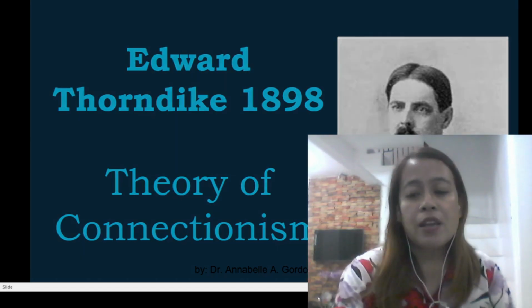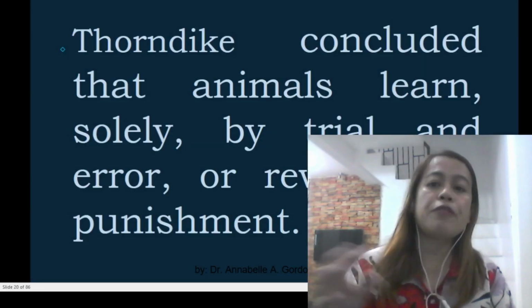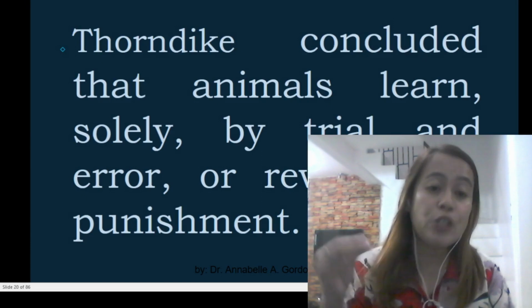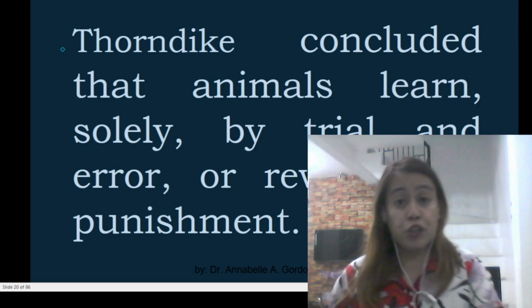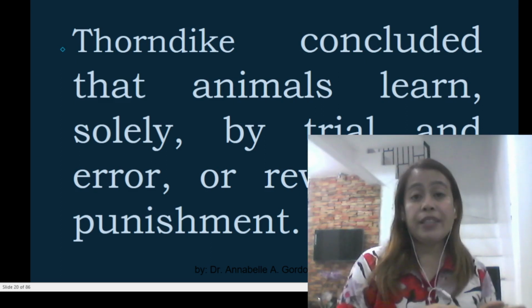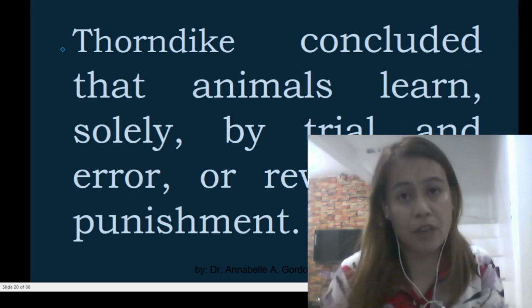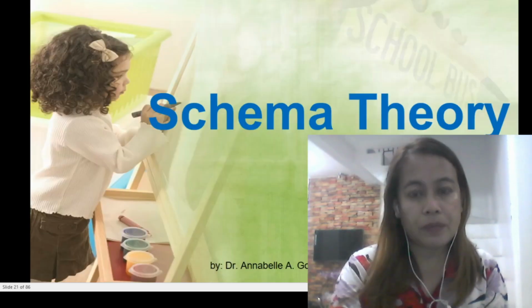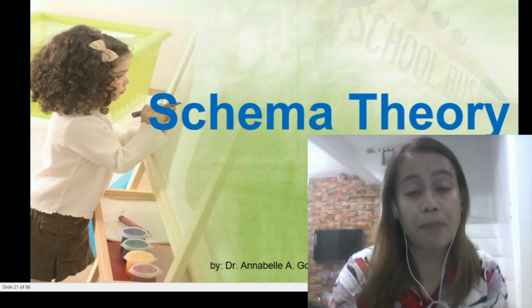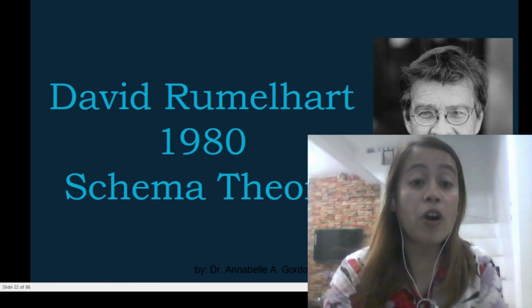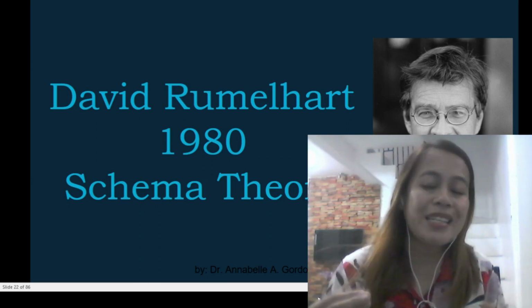Okay. We also have the conclusion of Thorndike, which says that animals learn solely by trial and error or reward and punishment. So this has a great corroboration with that of the principle of B.F. Skinner.